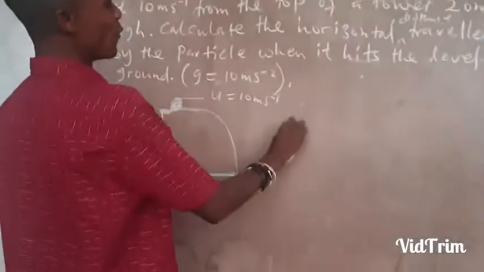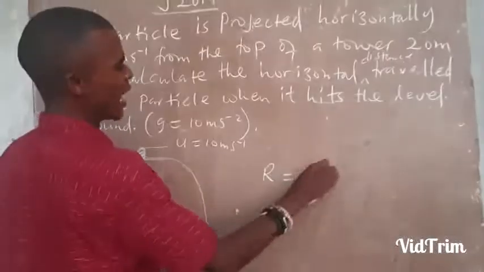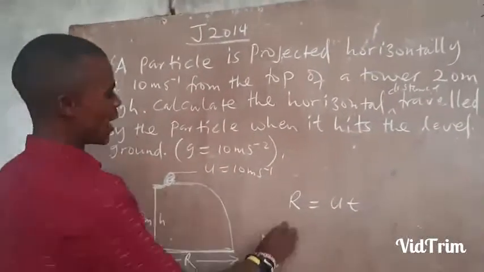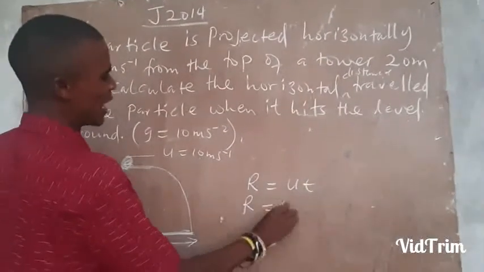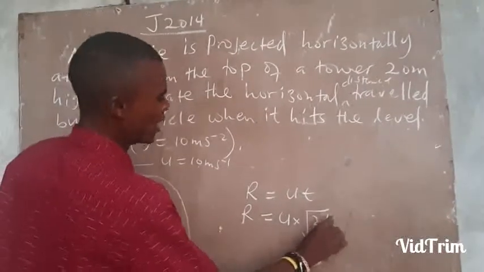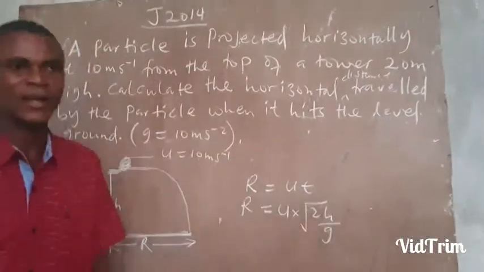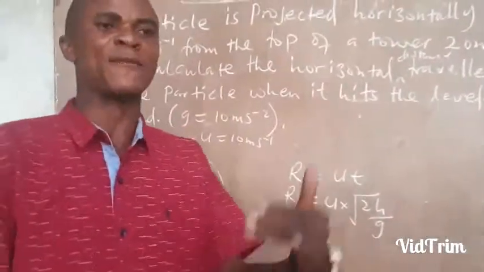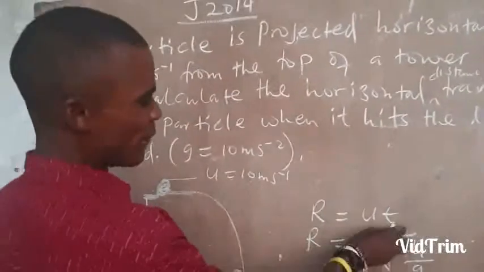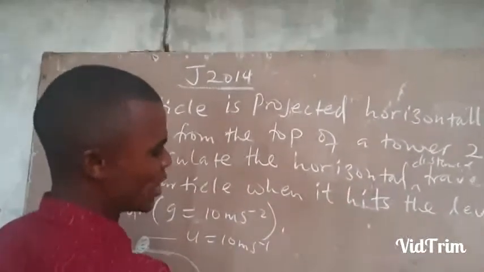The formula you know for the range is u times t. That was the formula we stated for the range. We went further to give the expression that small t is the same as the square root of 2h divided by g, if you recall. Anytime the object is falling, the formula for small t is the square root of 2h divided by g.